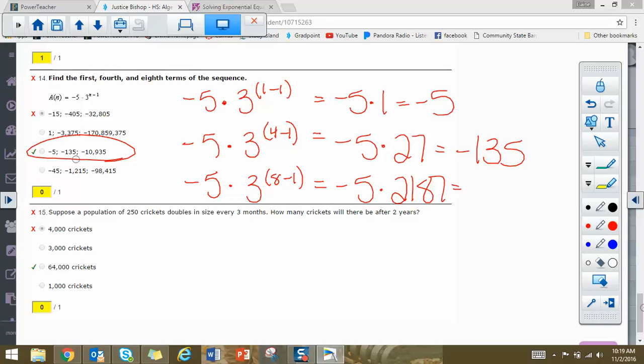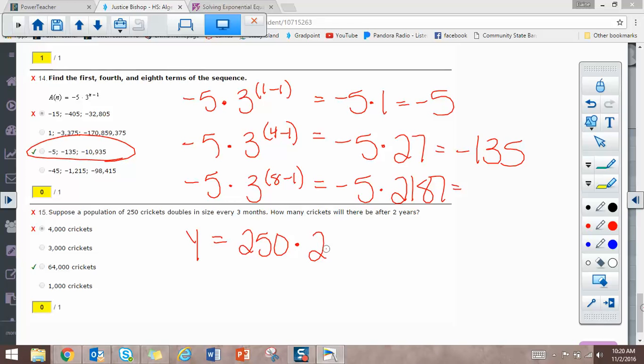So again, another population question. So our initial population, 250 crickets. It's doubling in size every 3 months. So how many crickets will there be after 2 years? And it is doubling, so that's what we have as our base. But because it doubles every 3 months and it wants to know after 2 years, you have to find out how many times 3 months goes into 2 years. So in 2 years there would be 8 3-month chunks. So this is an 8.